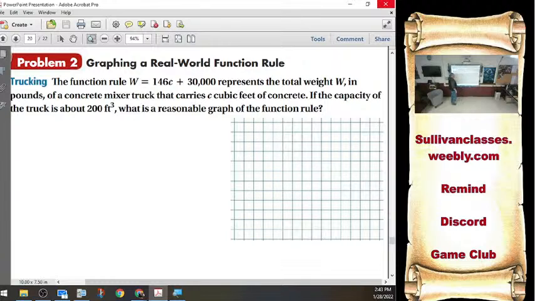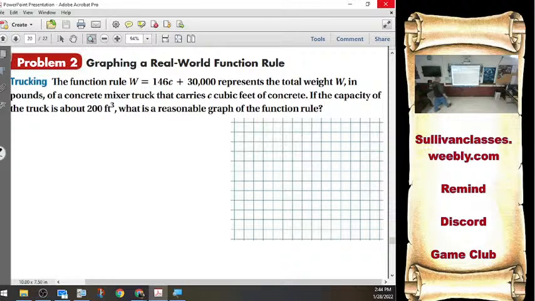So, y'all doing this old school, then you write example 2. Here we go. The function rule, W is 146C plus 30,000 is the total weight in pounds of a concrete mixer truck carrying C cubic feet of concrete. If the capacity of the truck is about 200 cubic feet, what is a reasonable graph for the function?